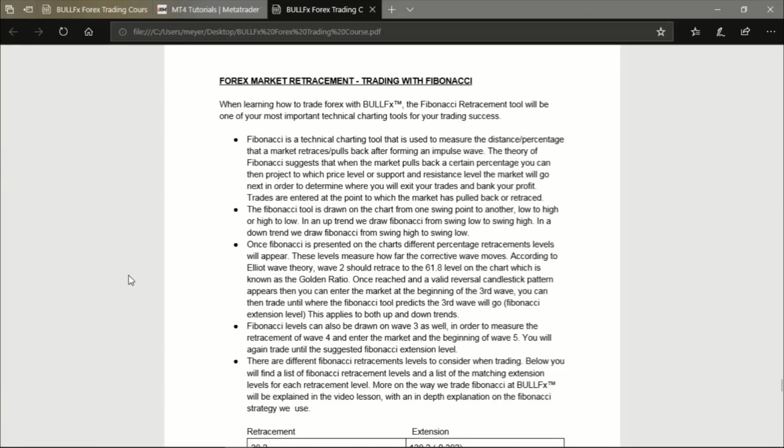Alright, so Forex market retracement and trading with Fibonacci. When learning how to trade Forex with Bull FX, the Fibonacci retracement tool will be one of the most important technical charting tools for your trading success. Now, I'm not going to go very deep into the theory of the Fibonacci sequence and what it represents. We will just be going into how to apply the Fibonacci trading tool to your trading and how to map out this tool on your technical charts in order to find selling and buying opportunities.